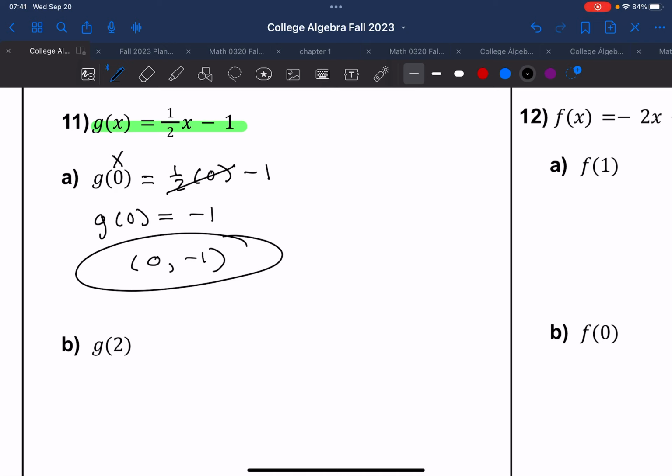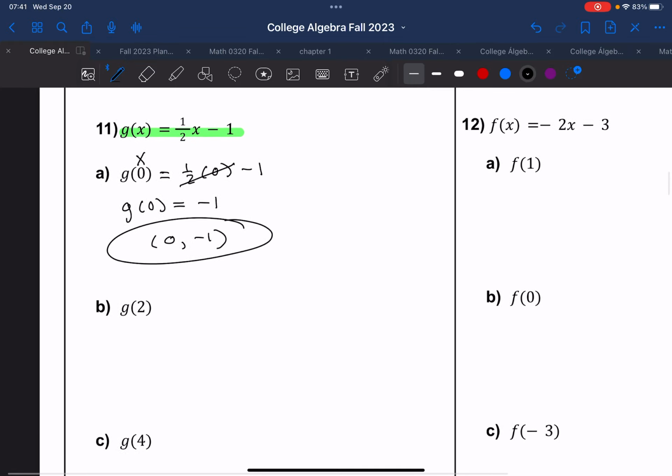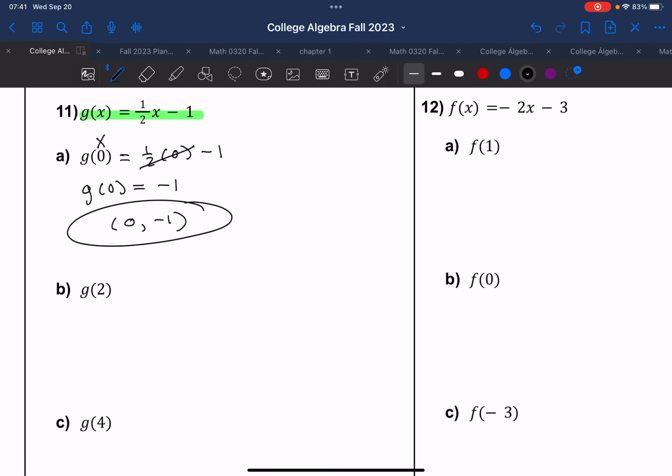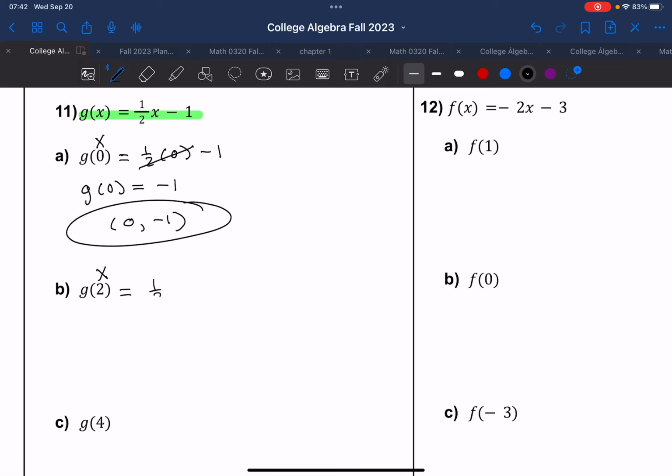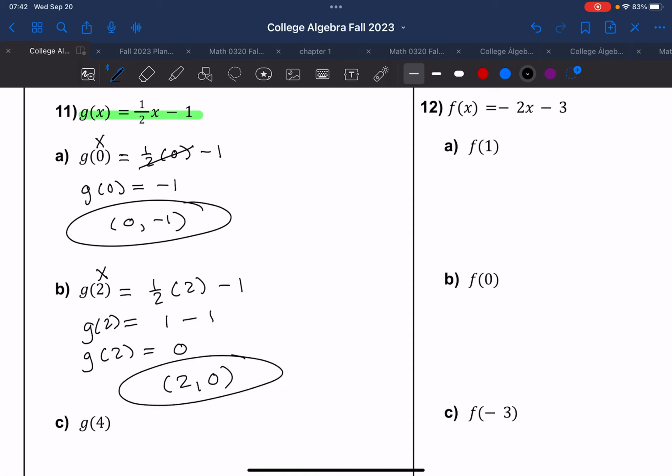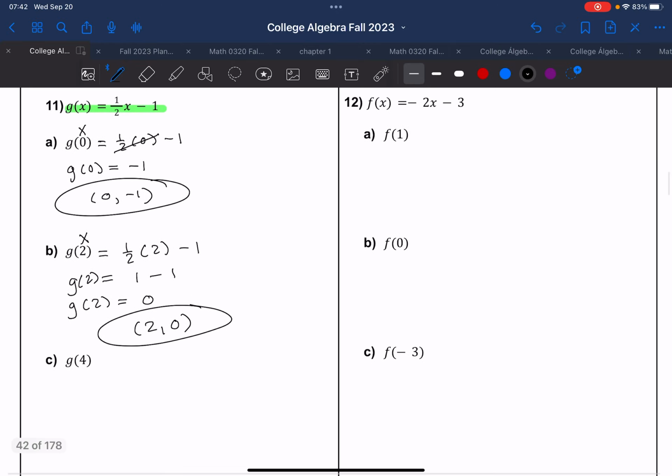If it's inside the parentheses, so it's g of something, that number inside the parentheses is always your x. So for part B, what are we plugging in for x? 2. So we have 1/2 times 2 minus 1. What's 1/2 times 2? 1. So g of 2, we have 1 minus 1, which becomes 0. So how would I write g of 2 equals 0 as a point? (2, 0). Okay.